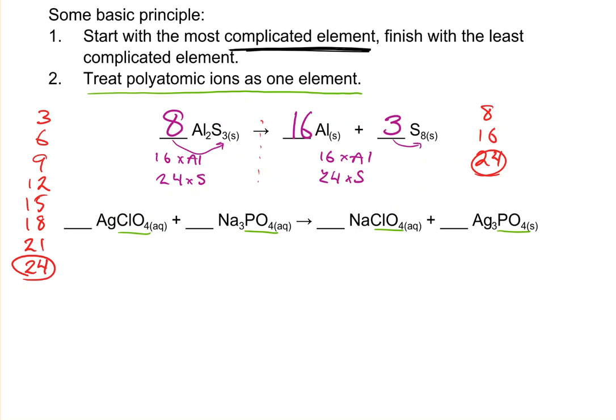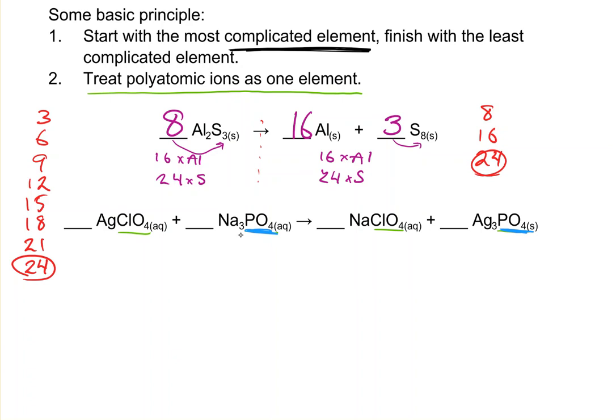And I'll do that in a different color. So the phosphates are blue, the phosphates are blue. So we can still use our first principle, what's the most complicated compound or element, but they all look pretty darn complicated. It doesn't matter to me. So I'm just going to go off of kind of what I feel. It looks like the second one is more complicated than the first one, because this is AgClO4 and this is Na3PO4. So I'm going to start with this one. So start at the beginning.